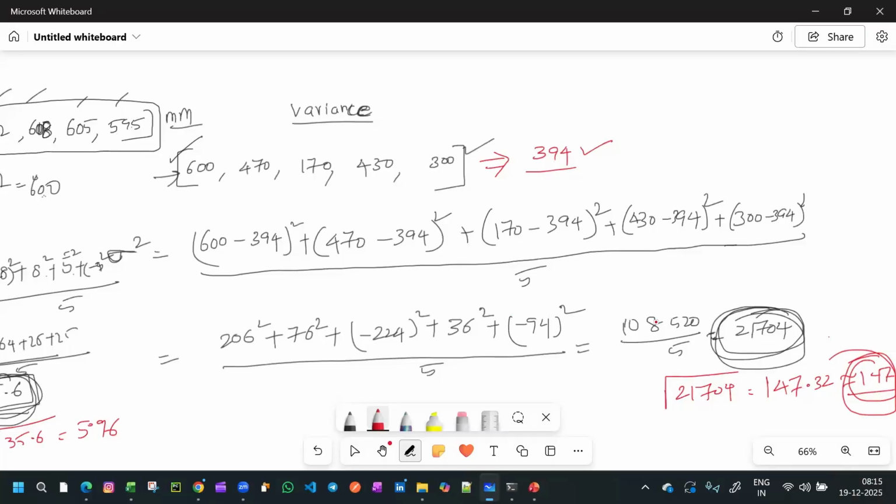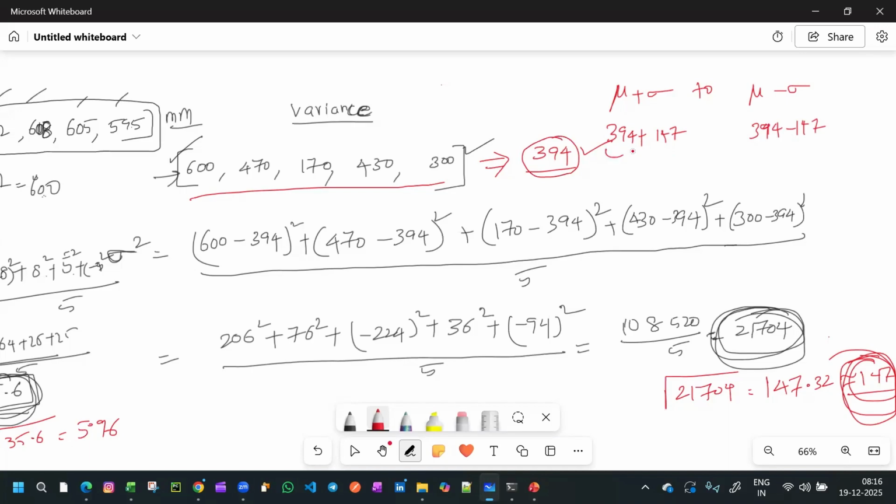I can say, if these are my dog heights, and this is my average, and this is my standard deviation, what I can conclude, or what kind of insights I can make. All dogs which are between the height of mu plus standard deviation to mu minus standard deviation. So mu plus means 394 plus 147 to 394 minus 147. This number is going to come.